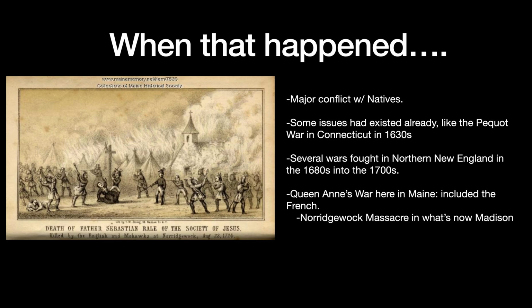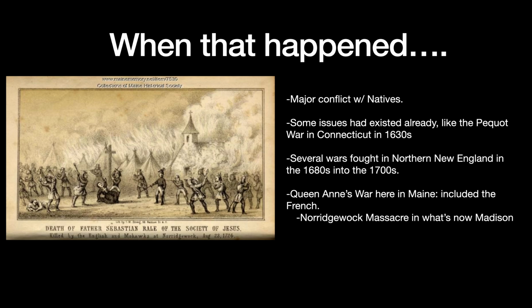Even up here where we are in Maine, major wars were fought throughout northern New England in the 1680s into the 1700s. One was Queen Anne's War. And it includes a very famous event called the Norridgewock Massacre, because the French were involved in this as well. Up here in Maine, we're right on the border of French territory and English territory. As you may remember from the video earlier, French settlers had a tie-in with the natives and were allied with the natives. So there were clashes here between the English and the French with their native allies. And that was going on here.